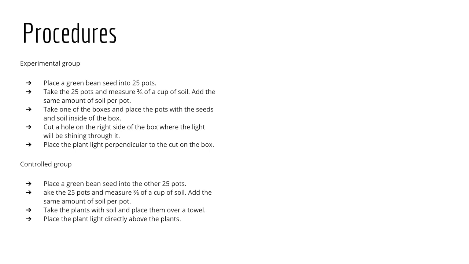Take one of the boxes and place the pots with the seeds and soil inside of the box. Cut a hole on the right side of the box where the light will be shining through it.